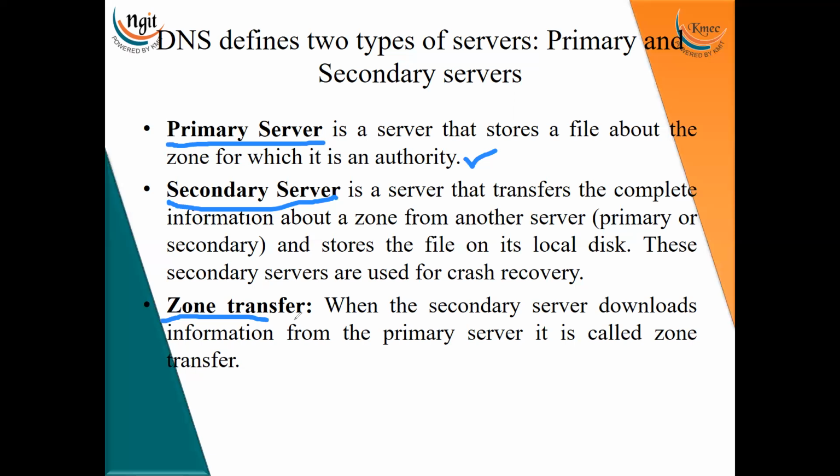These secondary servers are used mainly for crash recovery. Now, what is meant by zone transfer? When the secondary server downloads information from the primary server, it is called a zone transfer. Here we have learned what a primary server is and what a secondary server is. If there is a transmission of data, when the secondary server downloads the information from the primary server, it is called a zone transfer.